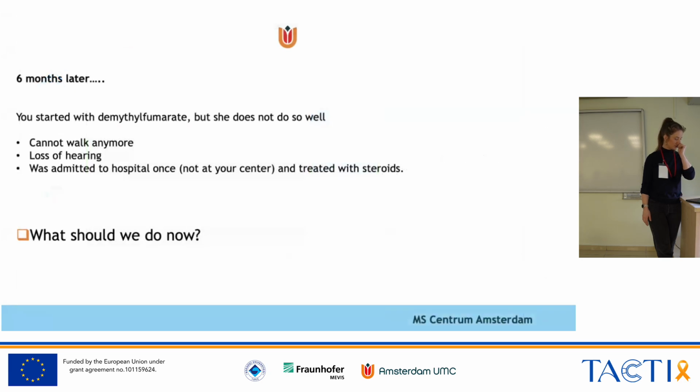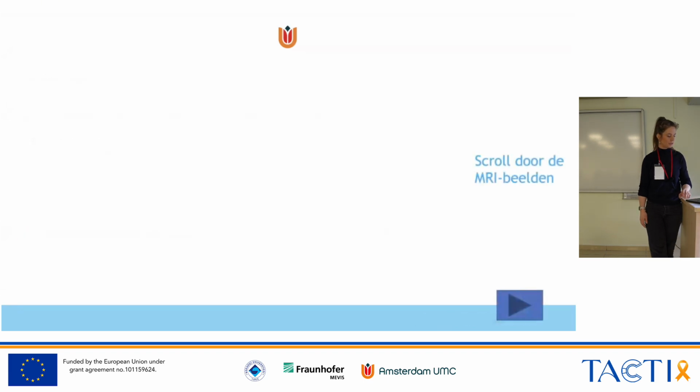But 6 months later, she didn't do so well anymore. She could not walk anymore. She had loss of hearing, and in a strange sort of way, she was also admitted to another hospital, and the medical information wasn't shared. So she was treated there with steroids, and now she came in with us. What would your idea be on what we should do now? We'll be going to second line. Yeah, but first make an MRI.